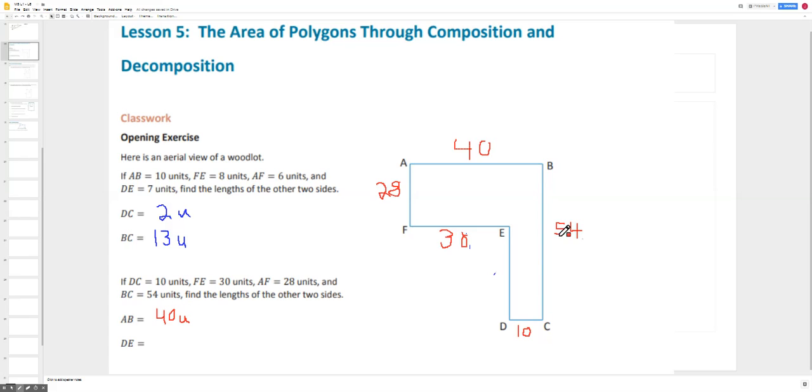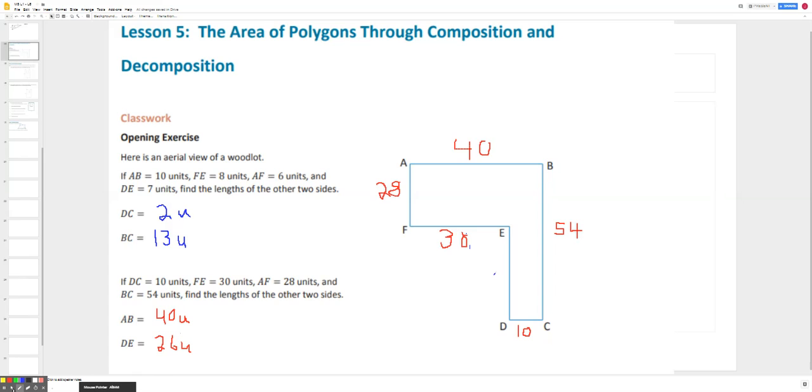And the other one, we're going to find DE. So here's DE. If from here to here is 54, and we look over here on the other side, this is 28. So this part right here would be the 28. We want to know what the length is. Well, this is a subtraction problem. So now we have 54 minus 28. That should give us 26. And of course, we're talking about units.